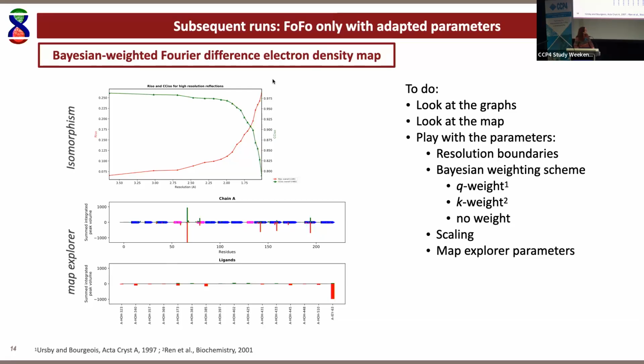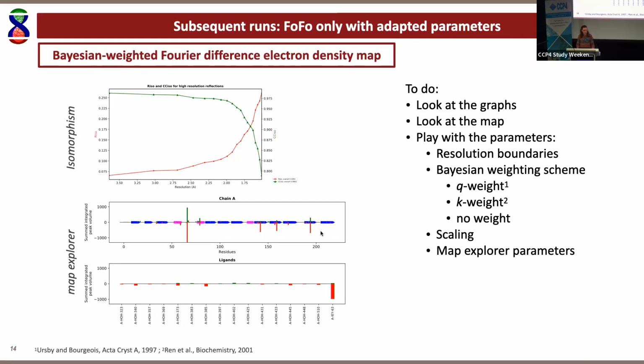And then you also get this Map Explorer plot, which you can use together with looking at the map in Coot. So what you want is to have specific peaks on specific residues that do make sense. So if you have peaks all over the place, you might want to change the RMSD levels and so on to get to the most relevant peaks.